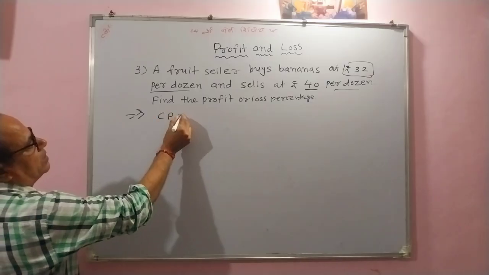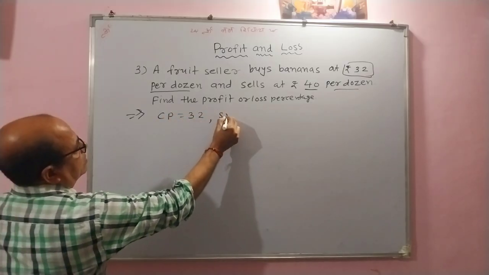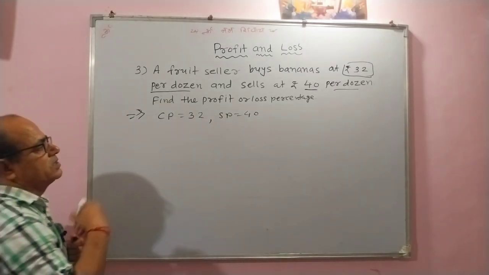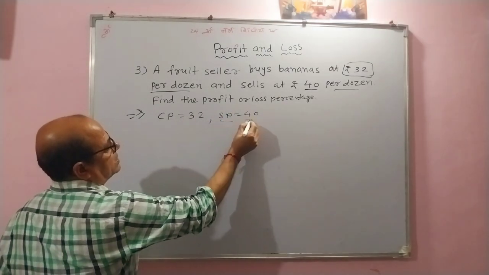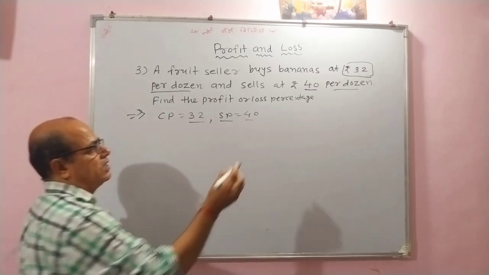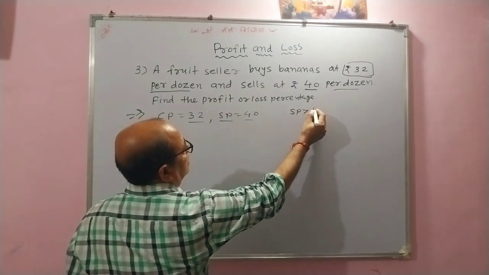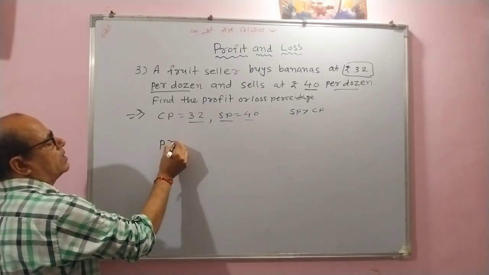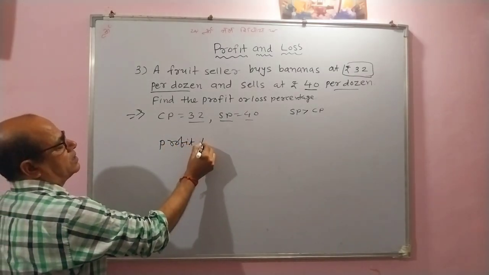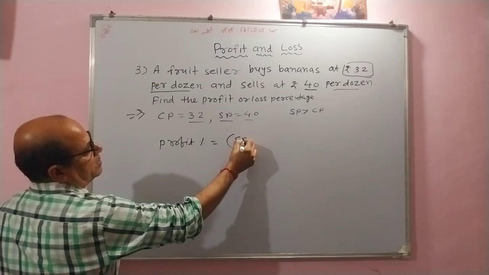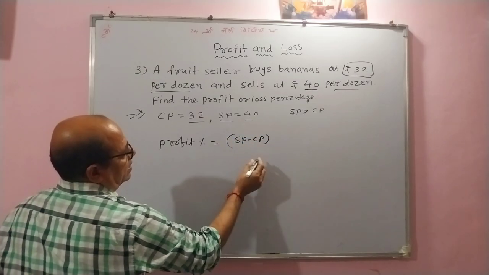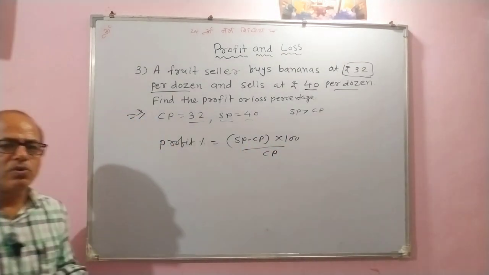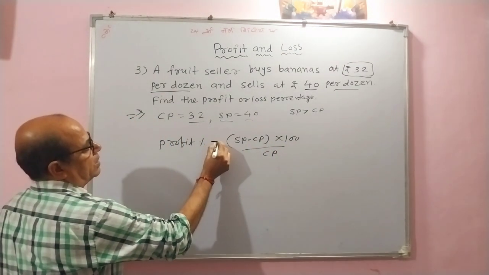CP is equal to 32, SP is equal to 40. Now, is it profit percentage or loss percentage? SP is greater than CP. Selling price is greater than cost price, then it becomes profit. Now directly you can write profit percentage is equal to, what is the formula? SP minus CP into 100 divided by CP. You have to learn this formula by heart.